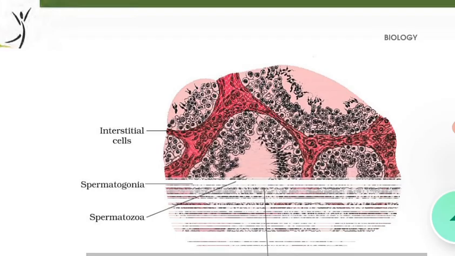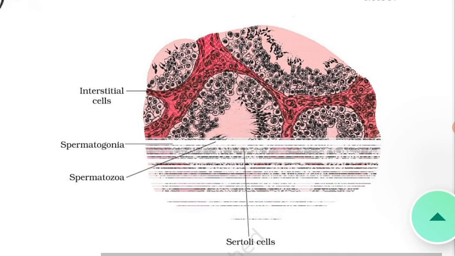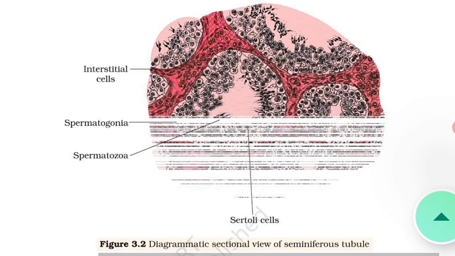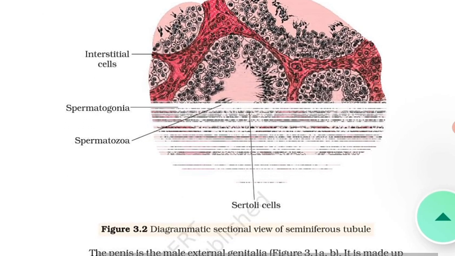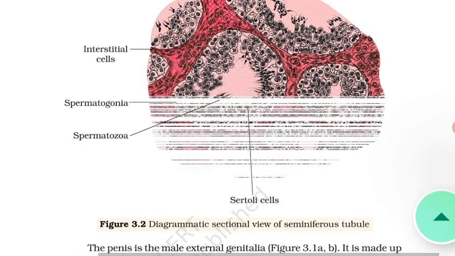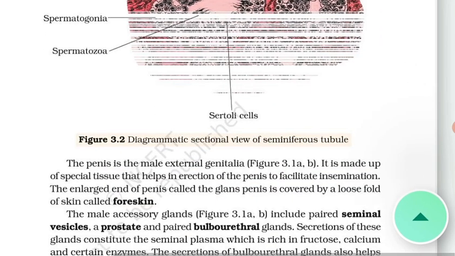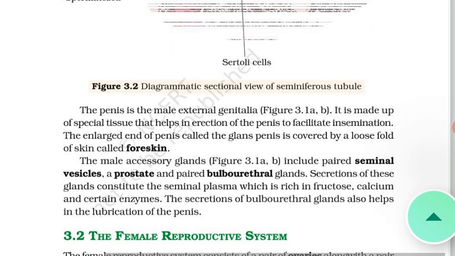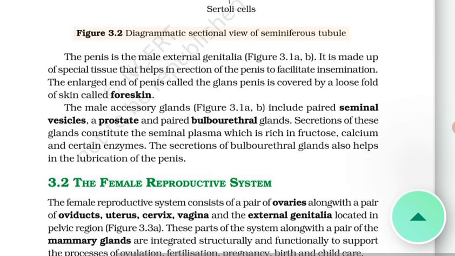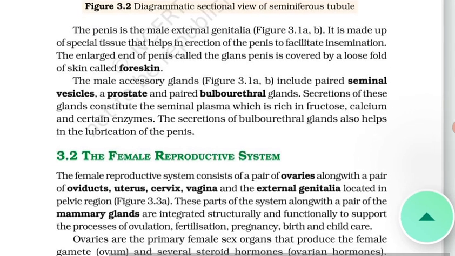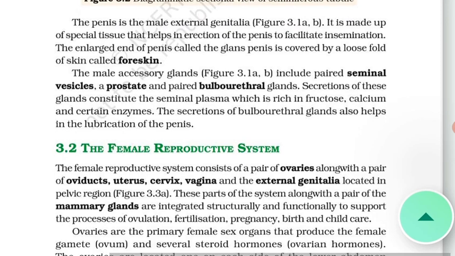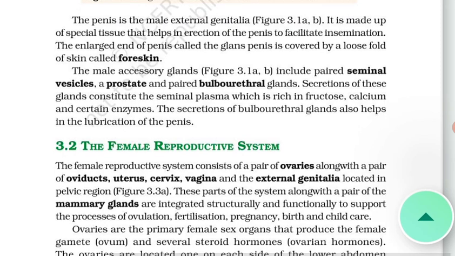The urethra originates from the urinary bladder and extends through the penis to its external opening called urethral meatus. ठीक है, क्लियर. यहाँ पर डायग्राम दिया हुआ है, डायग्रामेटिकल सेक्शन व्यू ऑफ सेमिनिफेरस ट्यूबल्स का डायग्राम दिया हुआ है. ठीक है. The penis is the male external genitalia. It is made up of special tissues that help in erection of the penis to facilitate insemination.